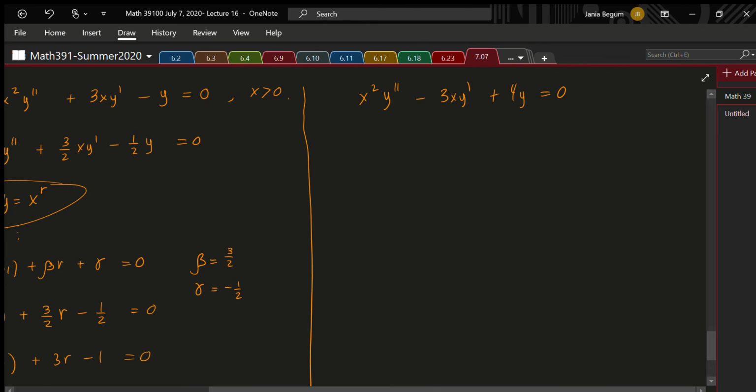Maybe I should use a different color. I have so many options. I'm going to go with green.